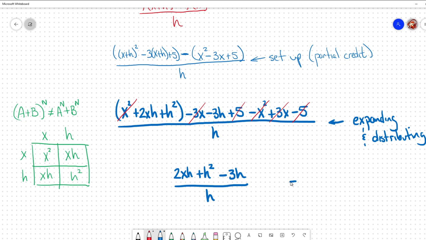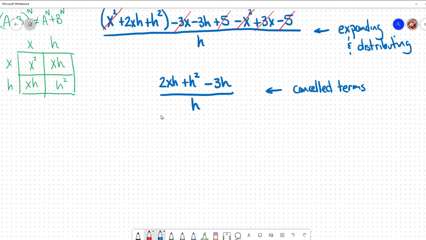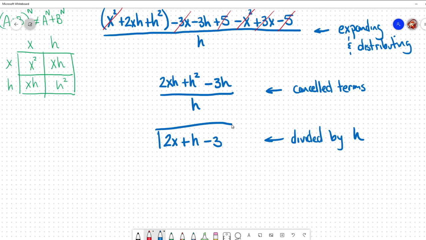So what did we do from this step? We canceled terms. Like terms, we cancel them away. All right, so now what else could I do? Well, I see everything has a term of h. Since I'm dividing by h, I can remove an h from each of those. So that's going to lead me to now writing 2x plus h minus 3. And that is my final answer. Nothing else to do with that.